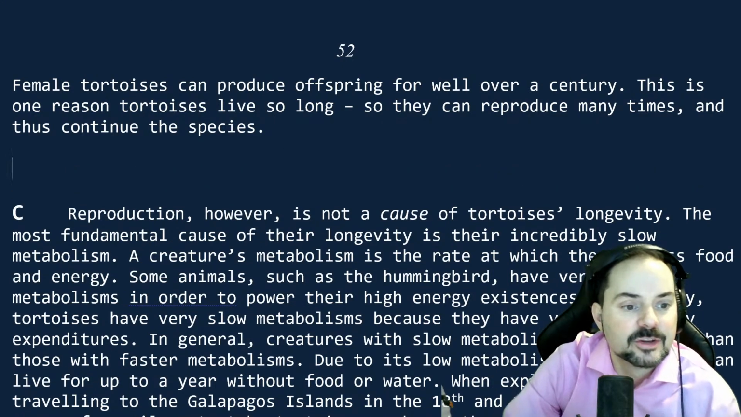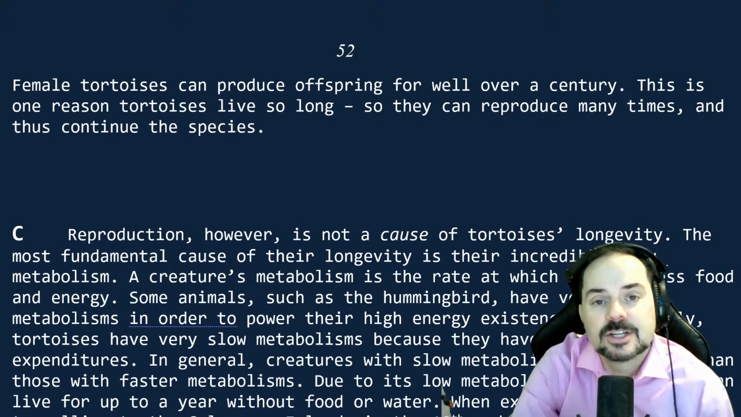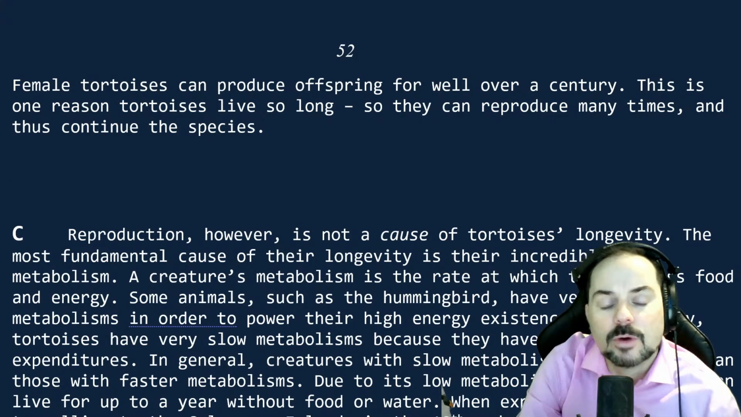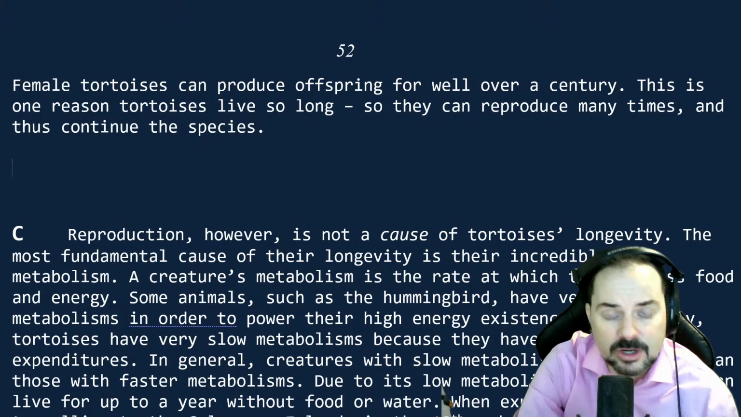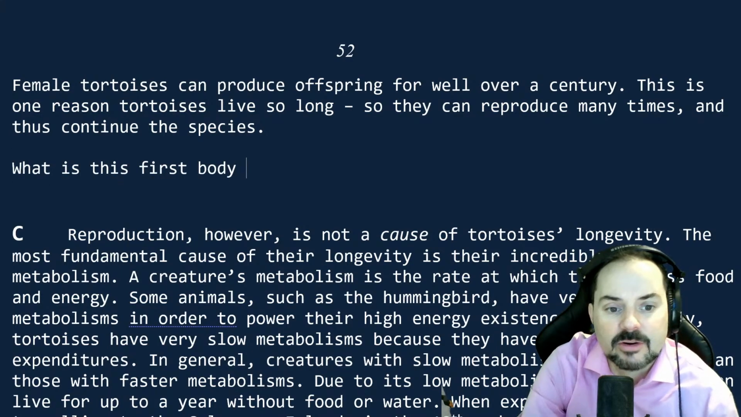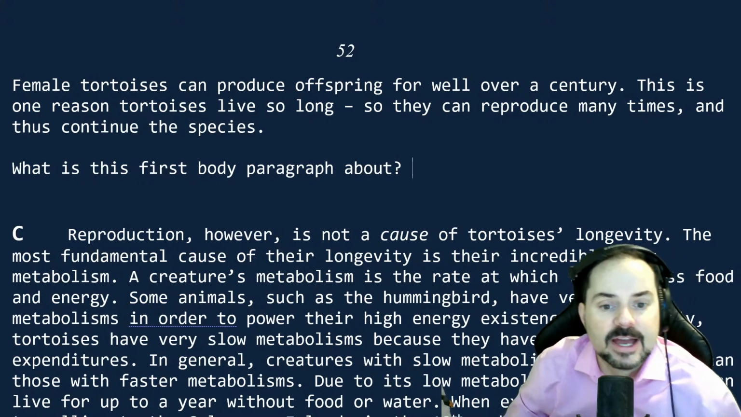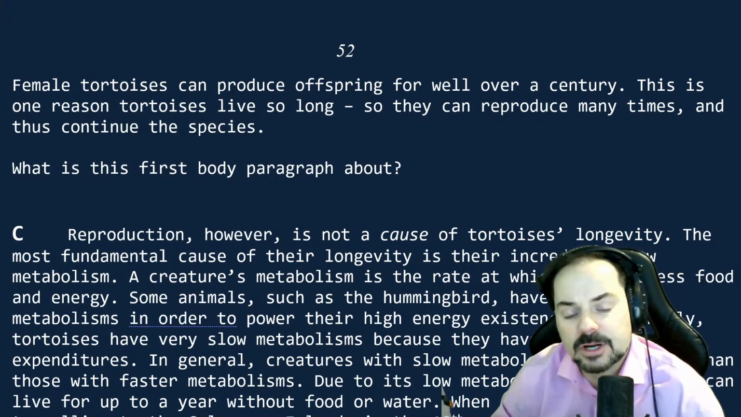Very nice, Chayani. Good reading. Okay, so the exercise here is comprehension. So what you want to do, Chayani, is as soon as you finish the paragraph like this, you want to ask yourself, what is this first body paragraph about? Okay, and then answer that. So Chayani, what is this first body paragraph about?